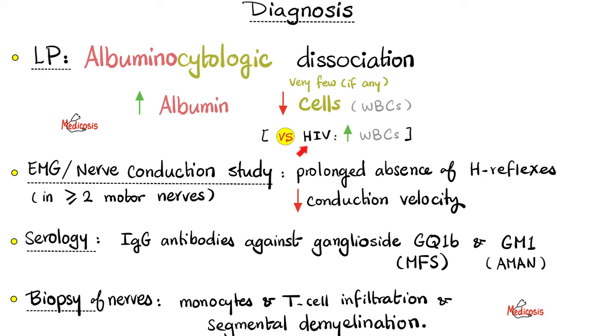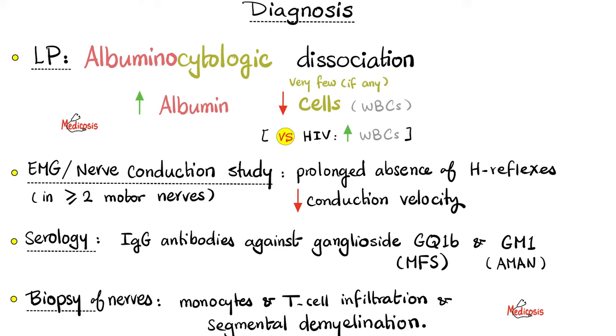However, in patients who have HIV that has affected the brain and the spinal cord, or that cause meningitis, we expect the white blood cells to be high and the albumin to be high. Next, besides the lumbar puncture, we can do electromyography and nerve conduction studies. You need to find problems in 2 or more motor nerves before you can confirm the diagnosis of Guillain-Barré. There are many abnormalities that can be seen. This is just 2 examples. Prolonged absence of H reflexes and decreased conduction velocity in these nerves. There is also prolonged distal latency, conduction block, and temporal dispersion.